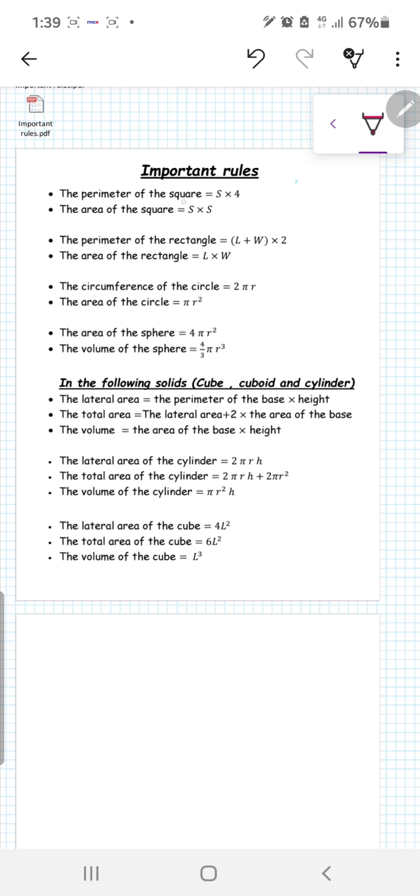The perimeter of the square equals side times 4. Side is the length of the side of the square. The area of the square is side times side, or side power 2.